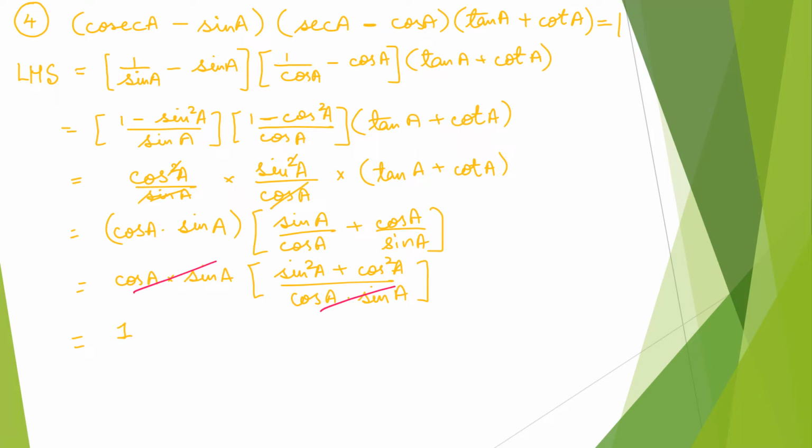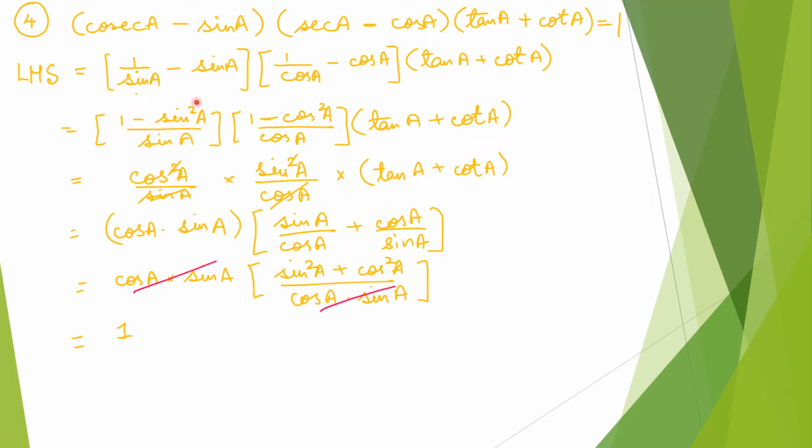Okay, this question, fourth question: cosec A minus sin A in one bracket multiplied by sec A minus cos A in the second bracket, and the third bracket is tan A plus cot A, is equal to 1. Obviously, I will find it very, very difficult to start from RHS. I will obviously go from LHS. So, I'm writing cosec as 1 upon sine minus sine, sec as 1 upon cos. I'm leaving this for now. This will give me 1 minus sine square A, 1 minus cos square A.